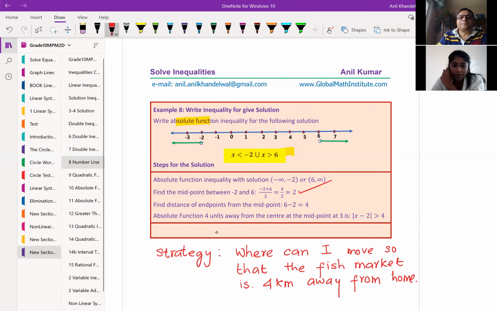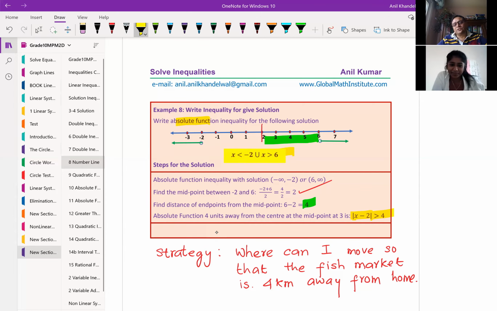Correct. Then you said find the distance between the midpoint and the endpoint. So correct. Let's choose 6 because we want to deal with positive numbers. So we'll do 6 minus 2, so that'll be 4. Correct. So the absolute function would be absolute value of x minus 2, and because we're not having it within, it would have to be greater than 4, which is away. That is the distance we calculated. So greater than. Away. Perfect. Easy, right?